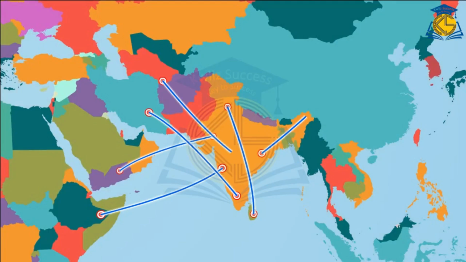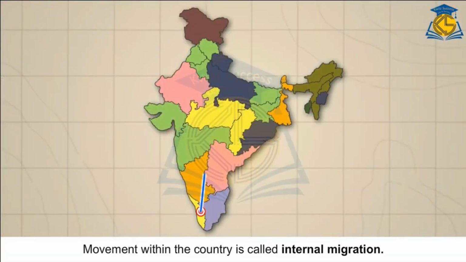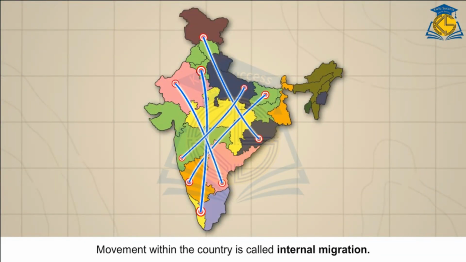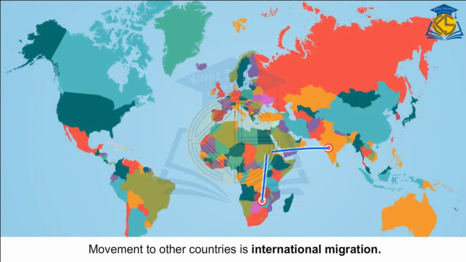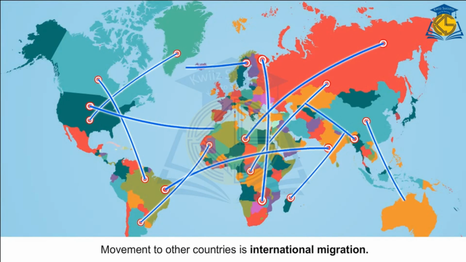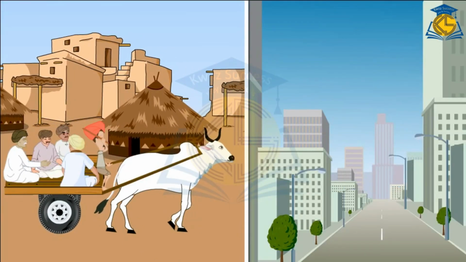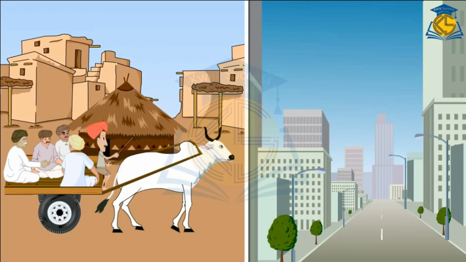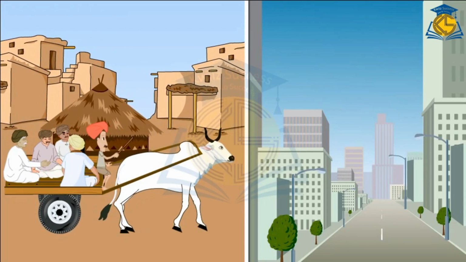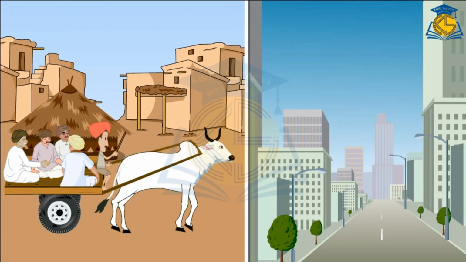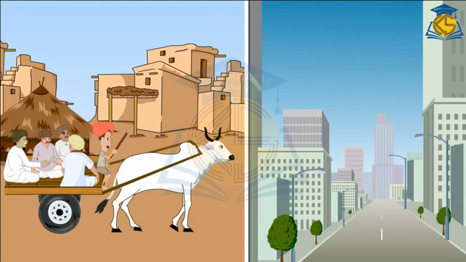Migration is movement of people from one place to another in search of livelihood. Movement within the country is called internal migration. Movement to other countries is international migration. Internal migration does not change the size of population but impacts the distribution of population within the country. Lack of employment opportunities and poverty are the push factors that compel rural population towards cities. Better options of livelihood are the pull factors in the cities.